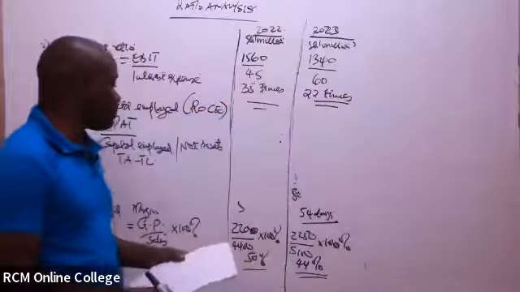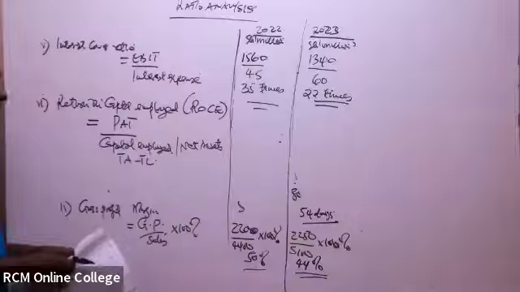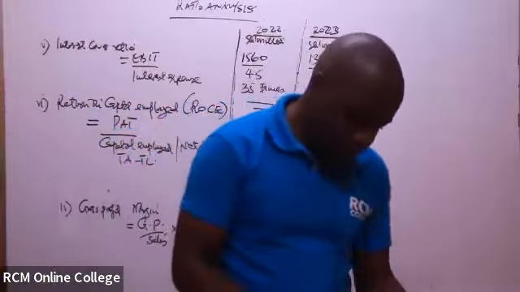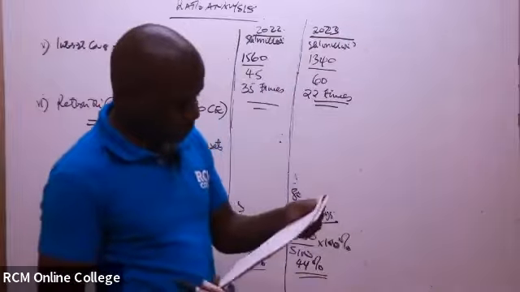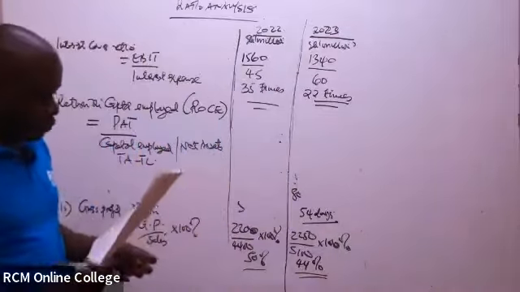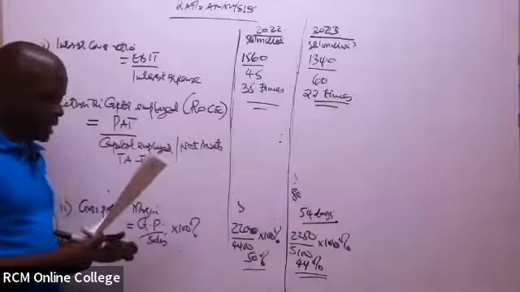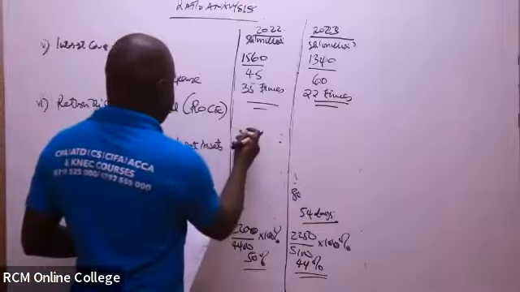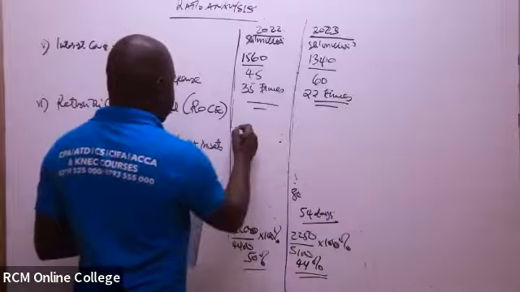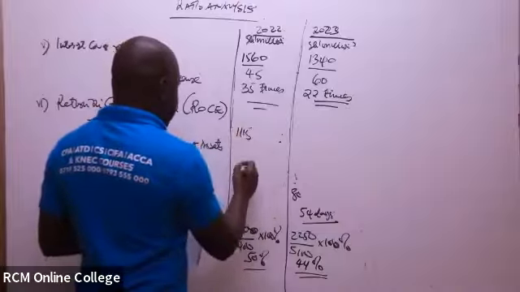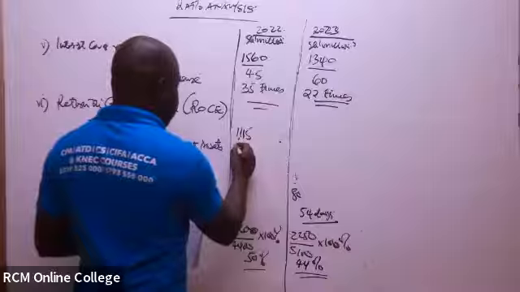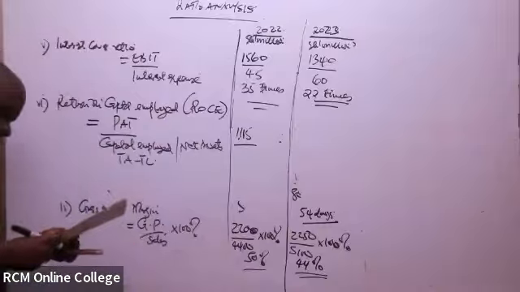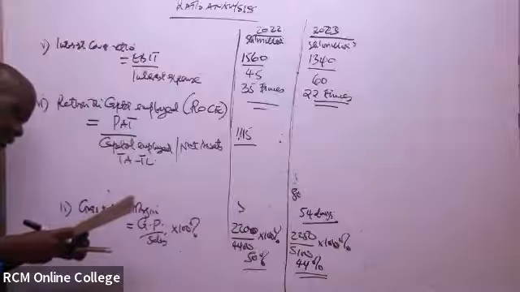So you can say earnings after tax or profit after tax. Then you divide by the capital employed. The profit after tax we have there, the net profit after tax, is 1115. So we divide by the capital employed. The capital employed in this case is ideally the equity, the net assets.